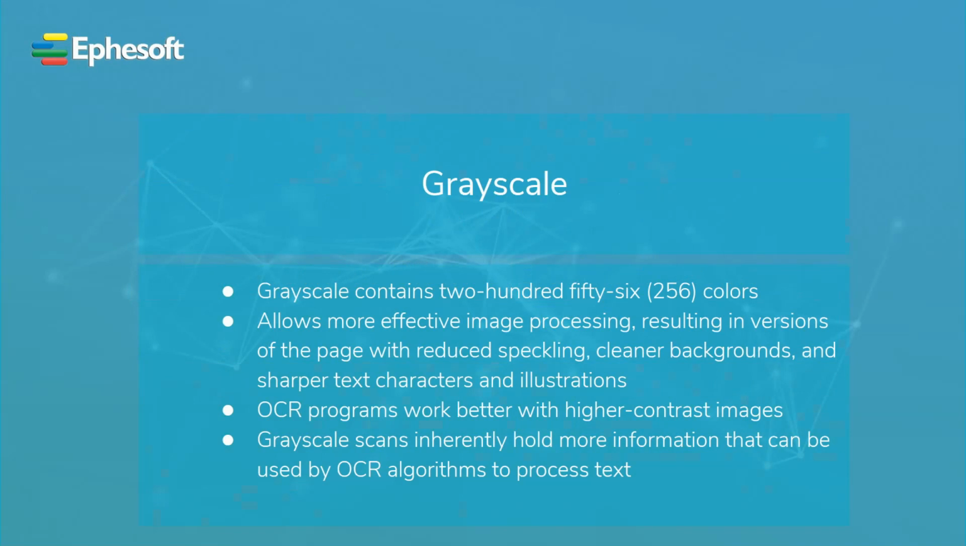Grayscale contains 256 colors. This allows for more effective image processing, resulting in a reduction in speckle, cleaner backgrounds, and sharper text characters and illustrations. Grayscale is thought to allow for a superior deskewing process, as images can be rotated without causing breaks in the letter forms that might mislead the OCR program. Grayscale scans inherently hold more information that can be used by the OCR algorithms to process text. OCR programs work better with higher contrast images.